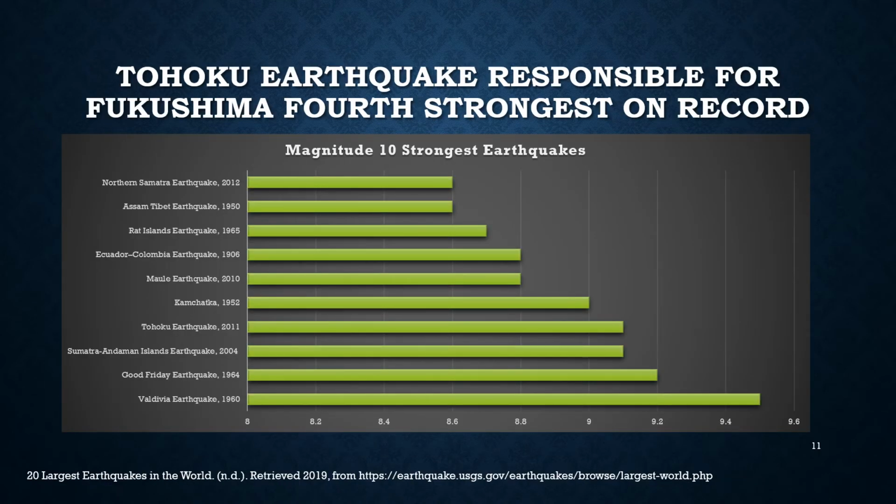So, the Tohoku earthquake, which was responsible for the Fukushima disaster, was actually the fourth strongest earthquake in the world, according to measure. You can see it right here in comparison to other major earthquakes that have been listed on the planet.